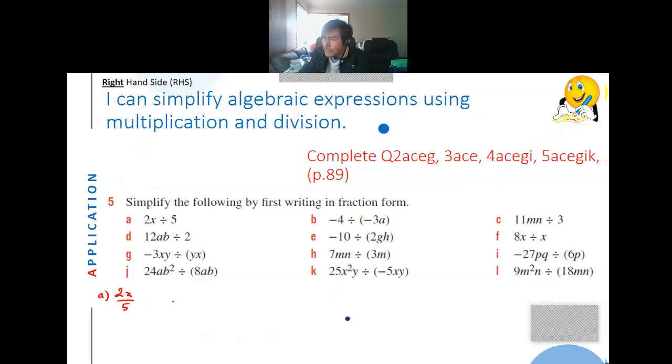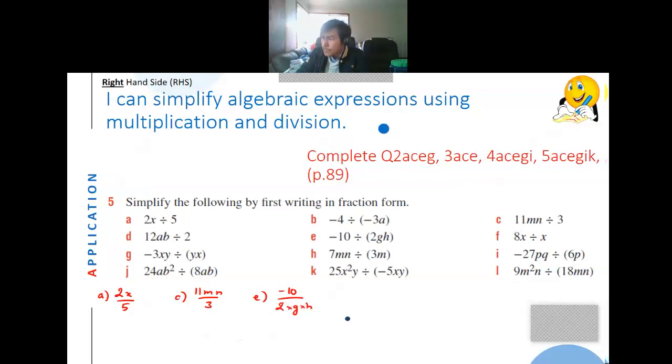Okay, and then we got C. We got 11m divided by 3, so over 3. And again, there's no number that can go into both 3 and 11, so that's it. We're done. Next, we got E, negative 10 divided by 2 times G times H.